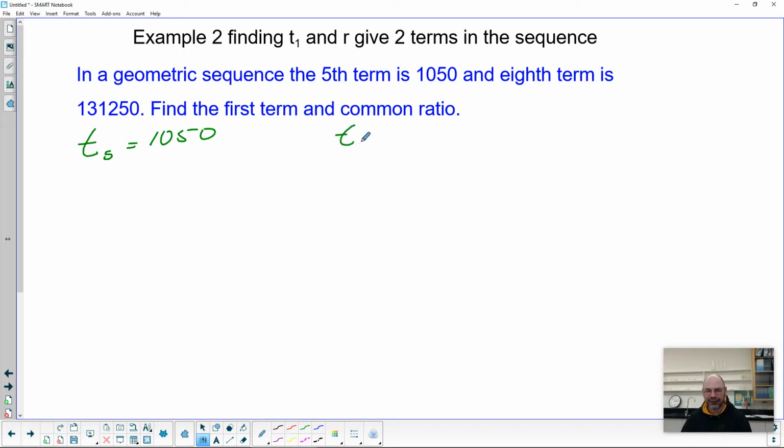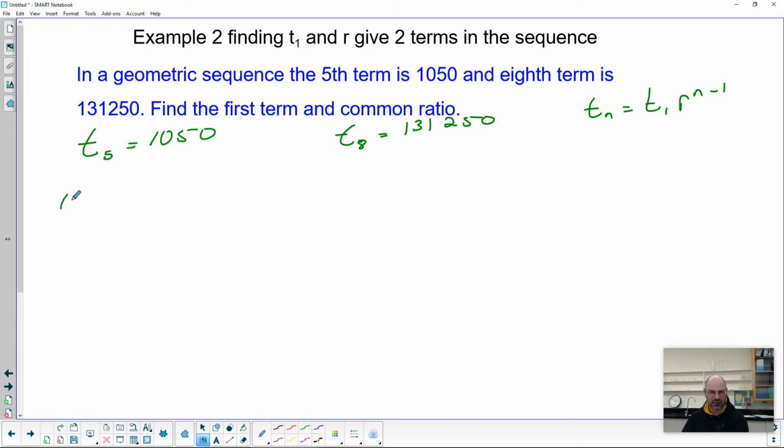T8 is 131,250. So what we have to do is write the general terms for the T5 and the T8. So let's do T5 first. So again, if you're remembering that Tn equals T1 times R to the n minus 1.